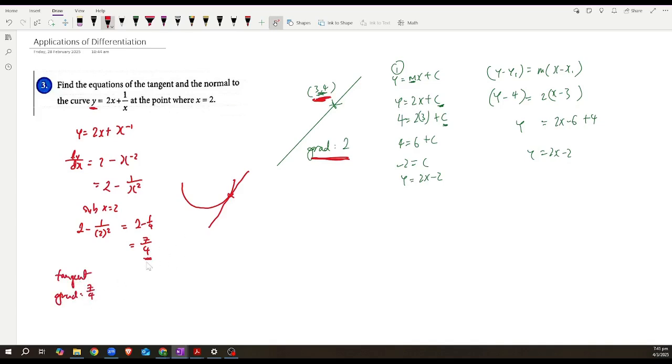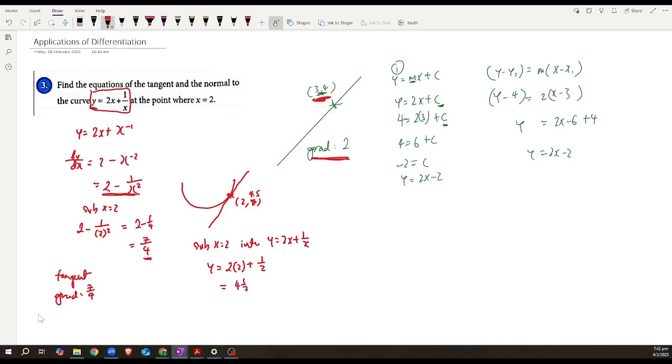Now we need a set of coordinates that lie on this line. We know that at this point x equals 2. So how do we find the y coordinate? Remember this is a point that lies on both the curve and the tangent. We don't have the equation of the tangent, so we can use the equation of the curve. So remember to use the original equation. Don't use the dy/dx equation, because when you sub x equals 2 in there, it doesn't give you y, it gives you the gradient at that point. So sub x equals 2 into the original equation: y equals 2 times 2 plus half. That's 4.5, so the y at this point will be 4.5.